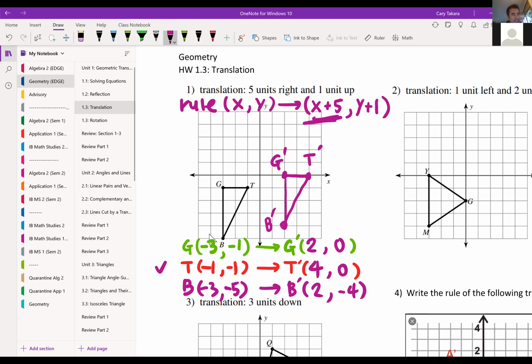First of all, are they the same triangle? It should be. If you get a different type of shape, a different triangle, then we've done something wrong. But it's an identical triangle, except it was shifted 5 spaces to the right and then 1 space up.